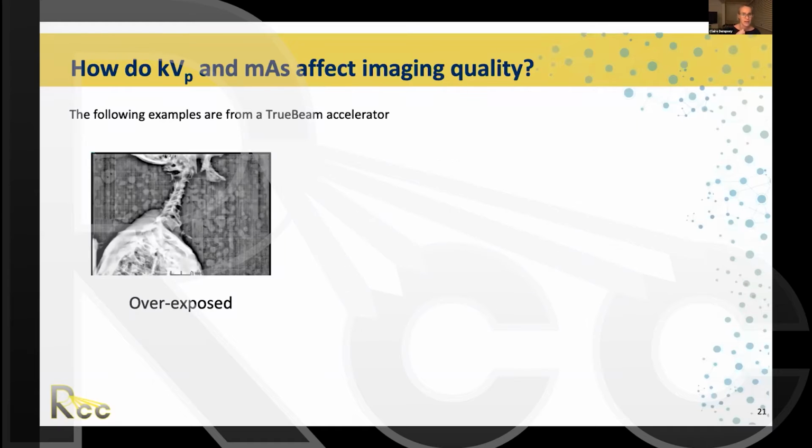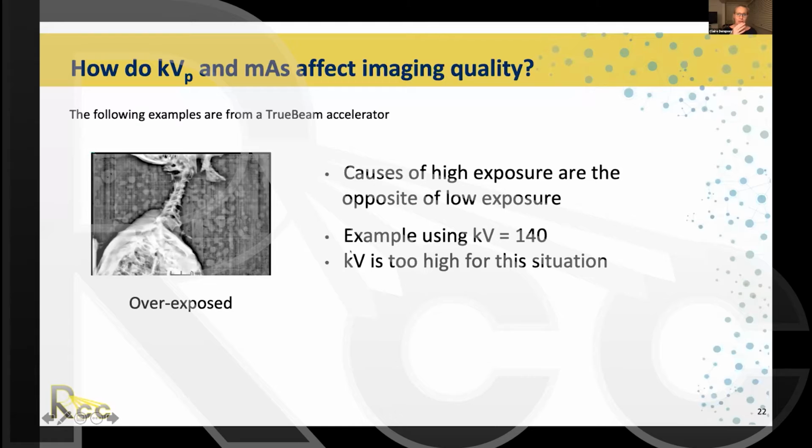Here's another quick example from a TrueBeam. This image is overexposed, so you can see it's quite dark. The bones in that image are not very clear. The causes of overexposure are the opposite of low exposure. In this example, we were using a KV of 140, and that KV is too high in this situation because we're passing through the neck and the head, which are quite thin areas of the body.